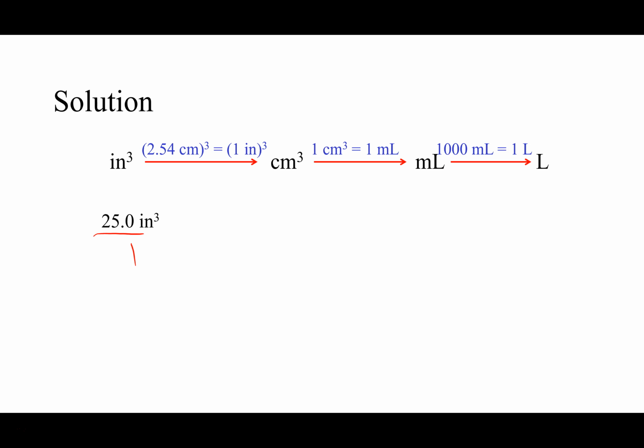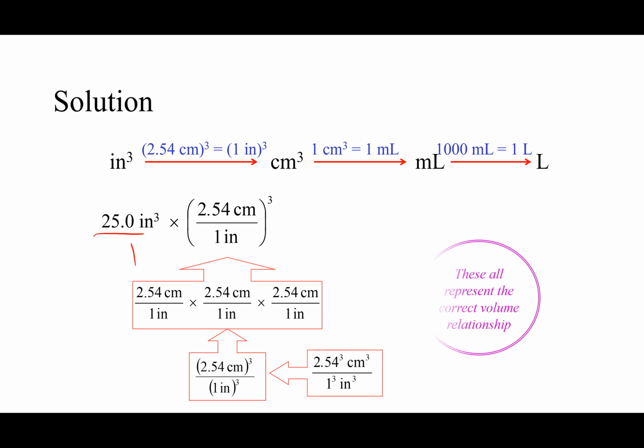Now I'm ready to convert from inches cubed to centimeters cubed. So notice again, I sometimes expand this, write it down 3 times, but if we just go with 2.54 centimeters divided by 1 inch, quantity cubed, that will get our inches cubed to cancel. Those are centimeters cubed. Then what do we do next? We want to cancel centimeters cubed. Yep, 1 milliliter over 1 centimeter cubed.